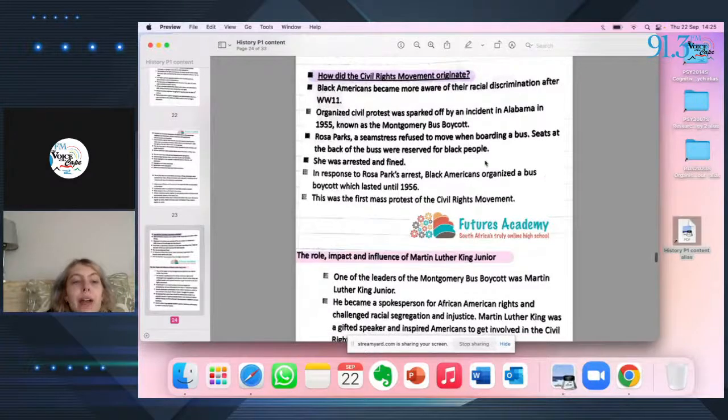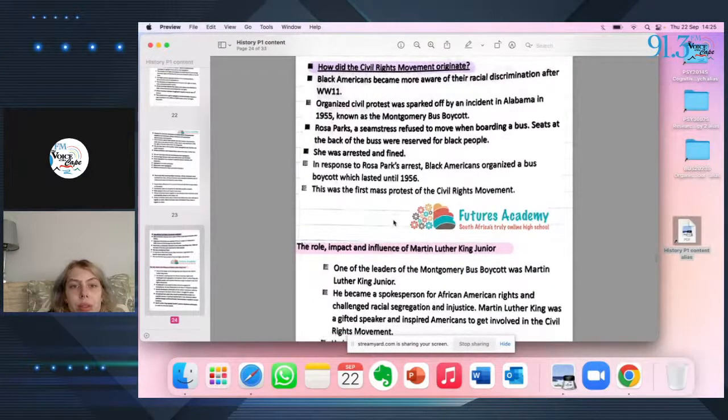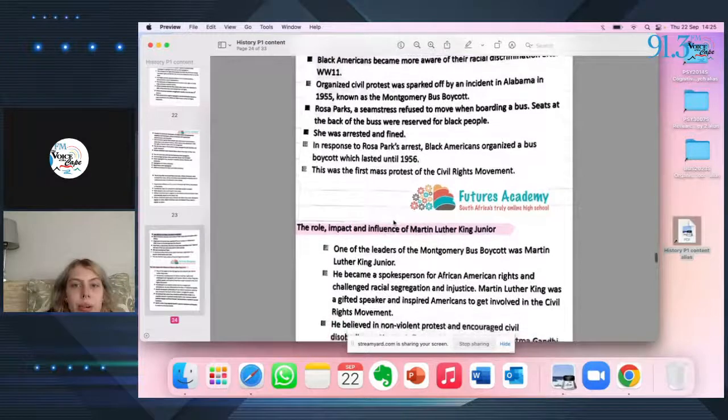Okay, so how did the civil rights movement originate? Black Americans became more aware of their racial discrimination after World War II. Organized civil protest was sparked off by an incident in Alabama in 1955, known as the Montgomery Bus Boycott. You guys need to know this. The Montgomery Bus Boycott is important.